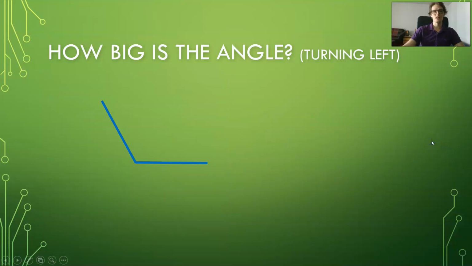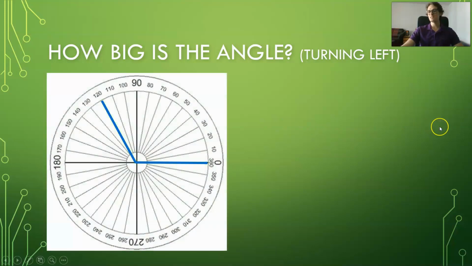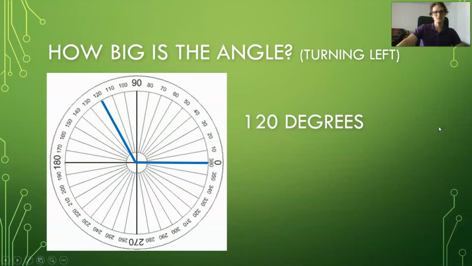Let's look at another one. How big is the angle? Again, turning left. That means turning from this line to this line, going to the left. We're not talking about going from this line around this way. That would be a lot bigger, right? That's still an angle, but much bigger. We're talking about turning left. How big is this angle? That one is 120, okay? 120 degrees. You guys can see it's getting bigger and bigger the more we turn left.